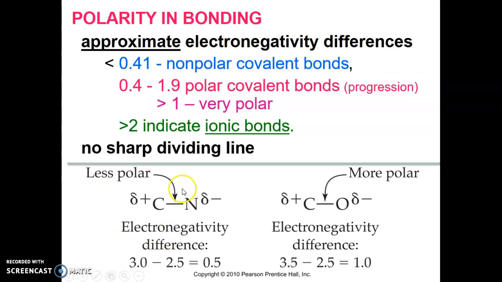So if we look at the bond between carbon and nitrogen here, the electronegativity difference, this is nitrogen's and this is carbon's electronegativity value off of the periodic table that I gave you. The difference is 0.5, so it is slightly polar. Now when we have carbon and oxygen, here's oxygen's 3.5 and here's carbon's, the difference is 1. This is a very polar bond.